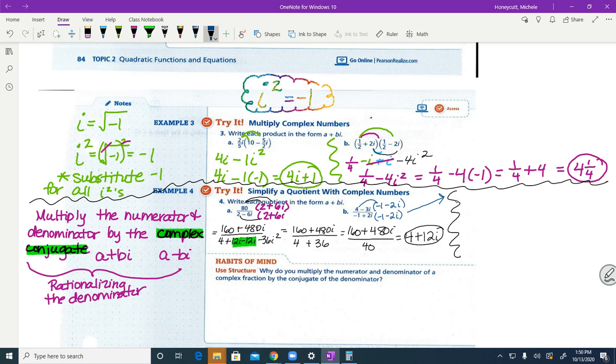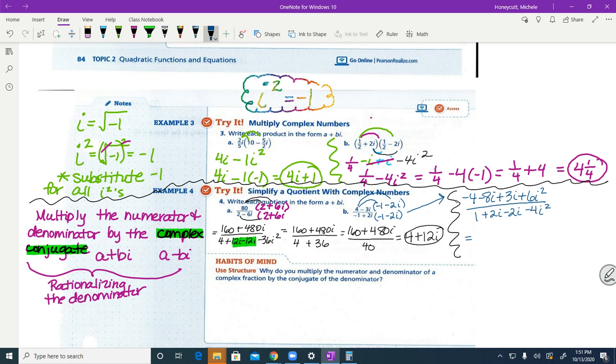So 4 times negative 1 is negative 4. 4 times negative 2i is minus 8i. Negative 3i times negative 1 is plus 3i. And then negative 3i times negative 2i is plus 6i squared. That's the numerator. Denominator, multiply everything out. Negative 1 times negative 1 is positive 1. Then I'll have plus 2i. 2i times negative 1 minus 2i. 2i times negative 2i is minus 4i squared.